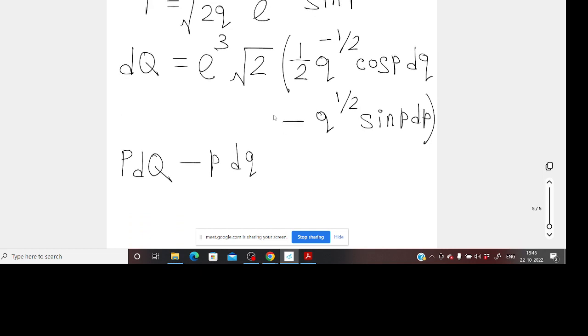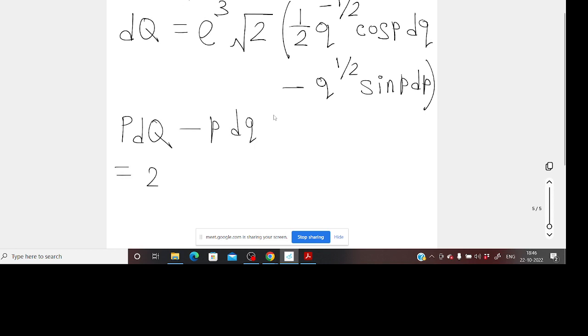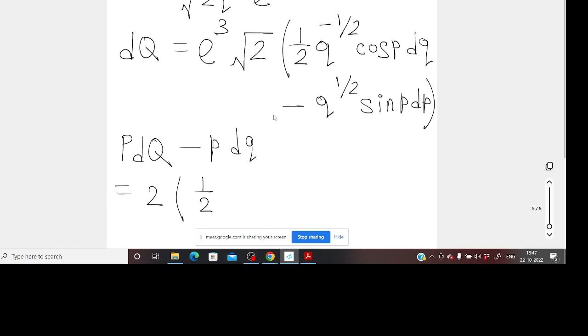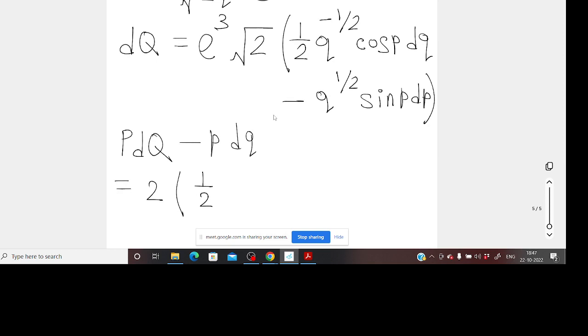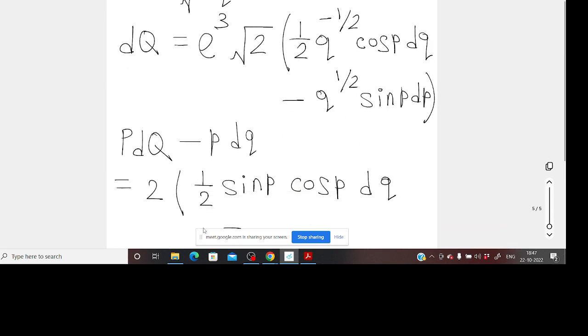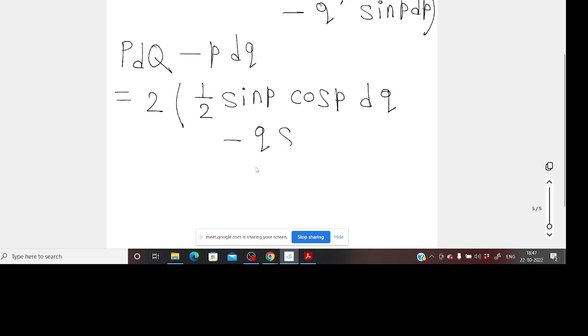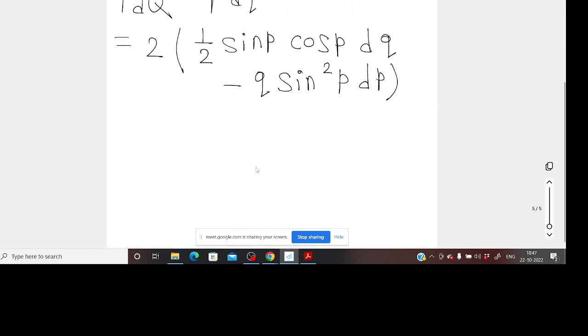So this e to the power 3 into e to the power minus 3, this is equal to 1. So this root 2 is equal to 2. Now here we have root 2 q to the power half into here we have q to the power minus half. So this is equal to 1. So this is the quantity.